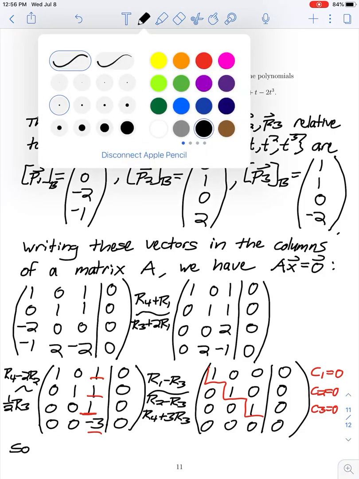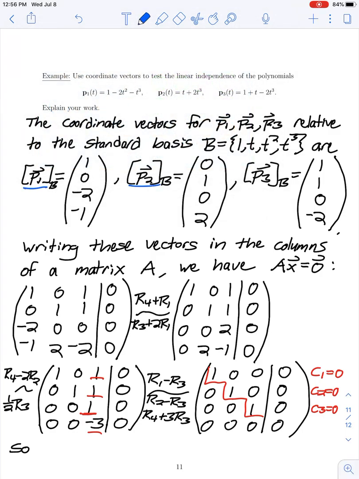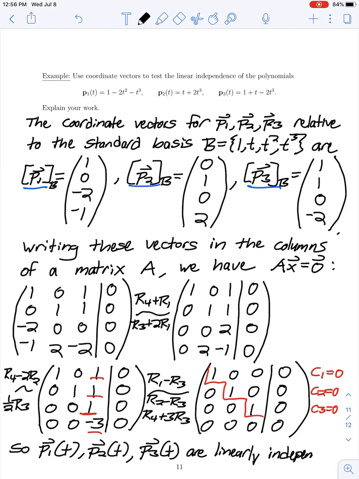So here the vectors, these coordinate vectors, P1, P2, and P3 relative to the basis B are linearly independent, but because this coordinate mapping is an isomorphism, the same result holds for the space of polynomials. So we can say that the polynomials P1, P2, and P3 are linearly independent in the space P3. All right.